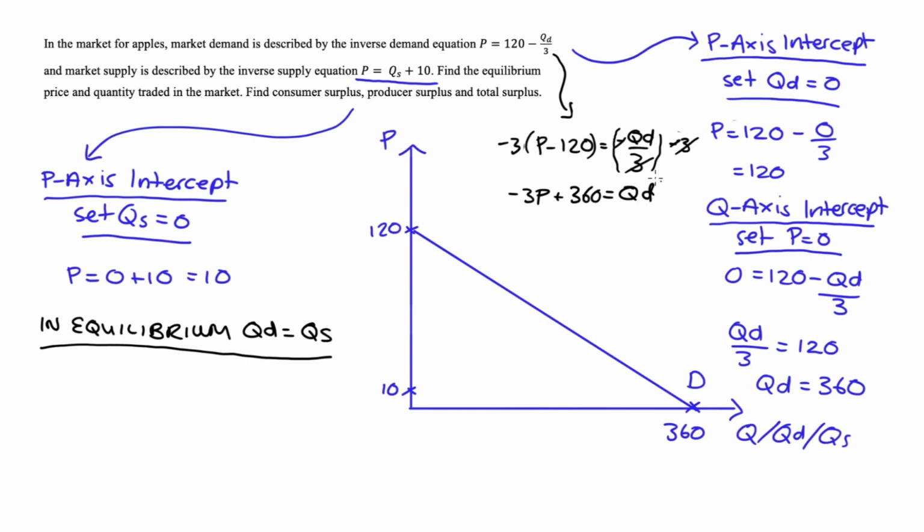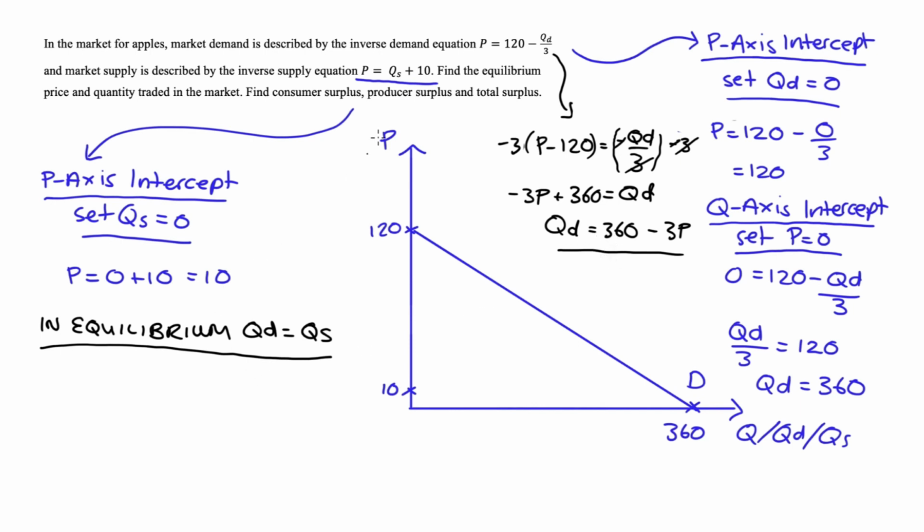So I'm going to put QD on the left-hand side just because it's our subject and it's neat like that. I'm then also going to put the positive first, just again because that's neat. And that's our demand equation expressed with the quantity variable on the left-hand side.